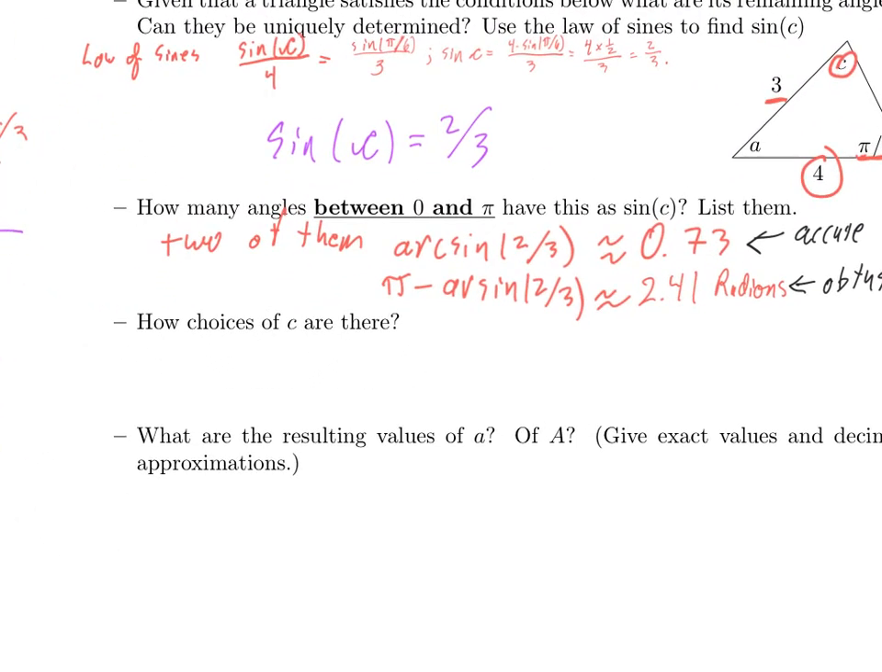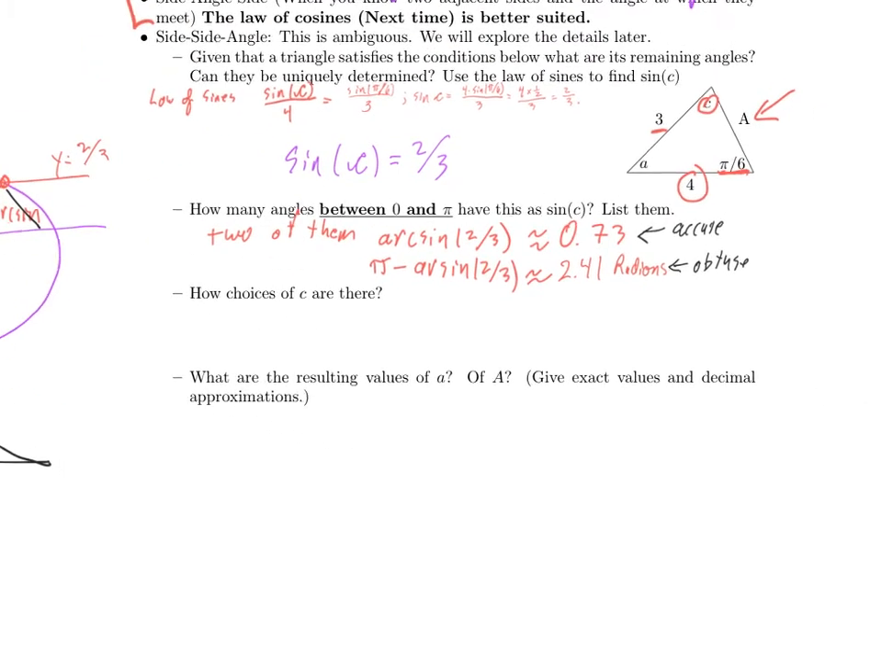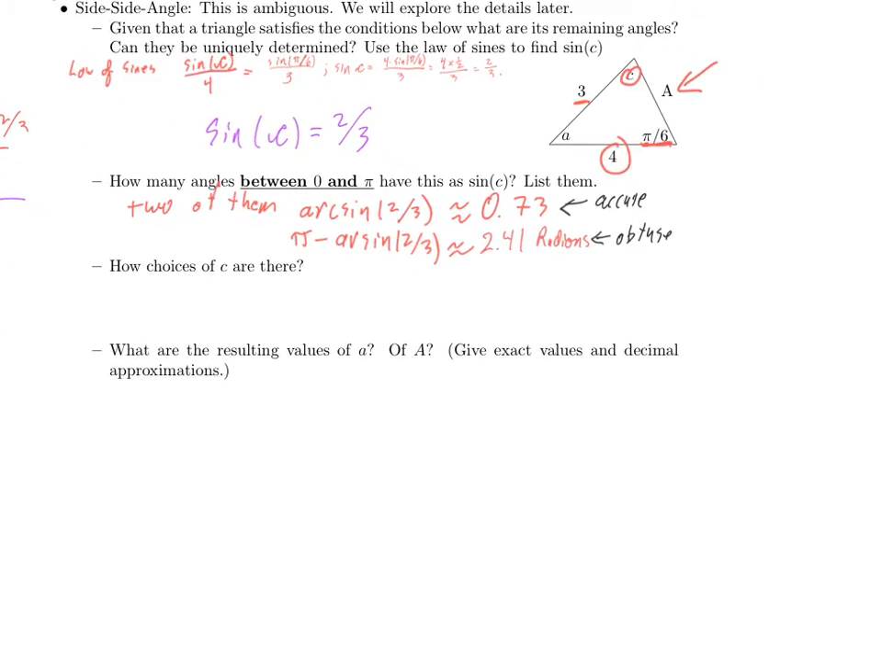So how many choices of C are there? There are two of them. If we wanted to find the remaining angle inside of a triangle, well, what would you do? You would say, well, I know what C is. I know what pi over 6 is.